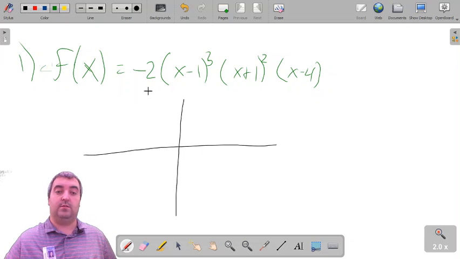We're going to talk about the first question in the formative for Essential Standard C. So the first part was to just sketch the graph of the following, and it says clearly label the x and y intercepts.